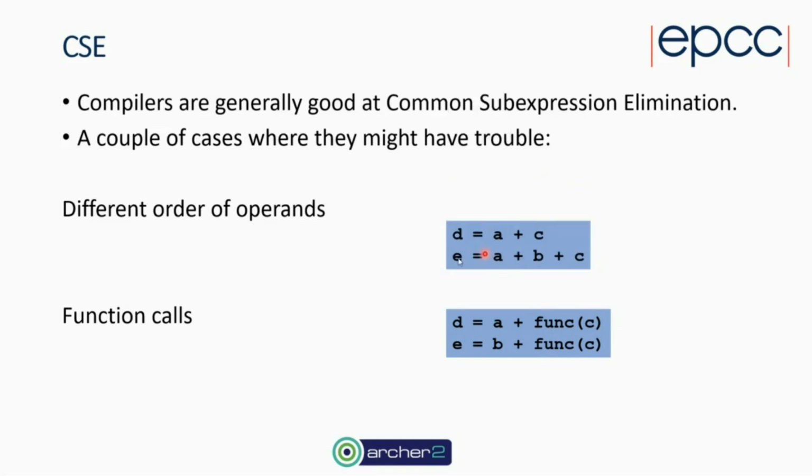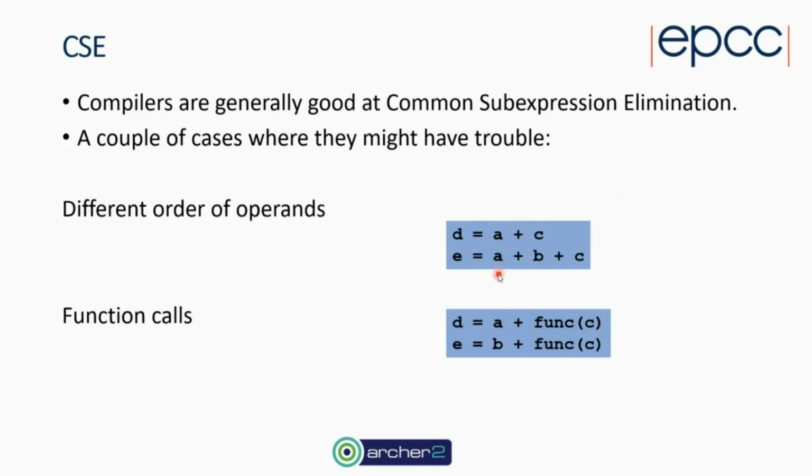So if I had a look at this example here, d equals a plus c, and then e equals a plus b plus c. Now the compiler can generally deal with these kind of things, but here it's a little bit harder, because if you'd written this as e equals a plus c plus b, then it could have said, actually, I've done this addition here, and down here I can just say e equals b plus d and get rid of the a plus c, and we get rid of one operation and speed our code up there.